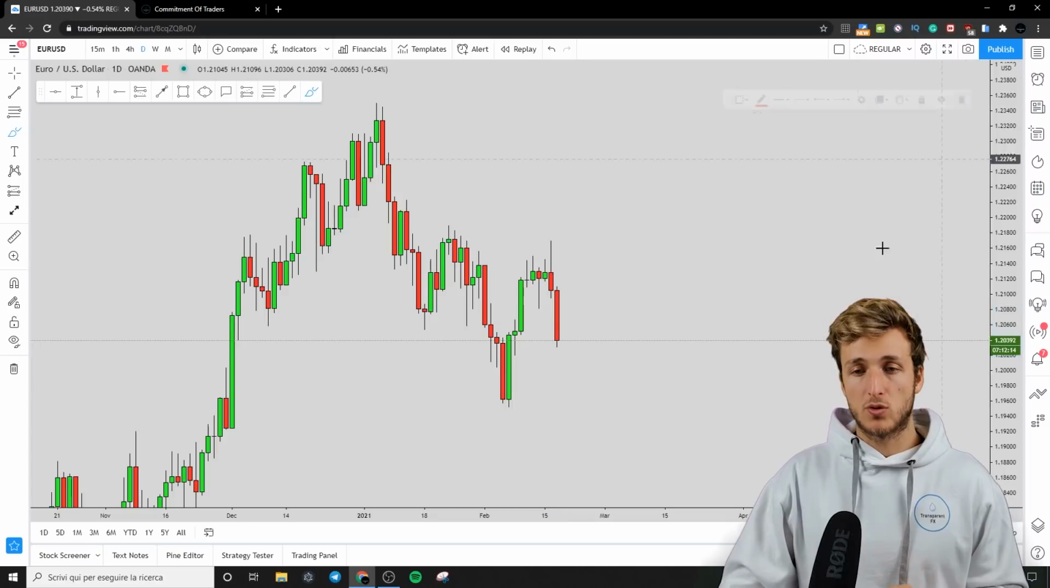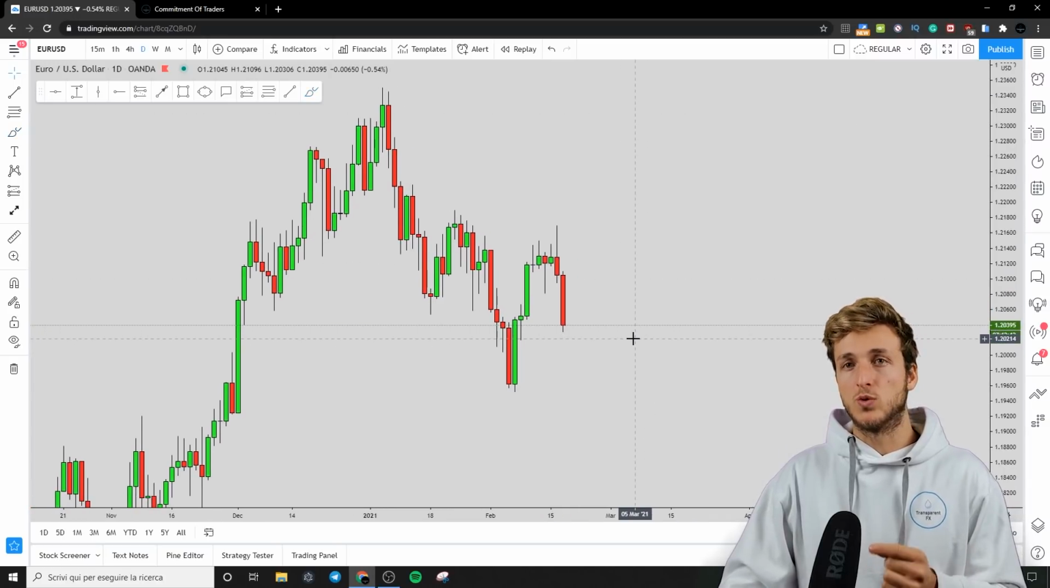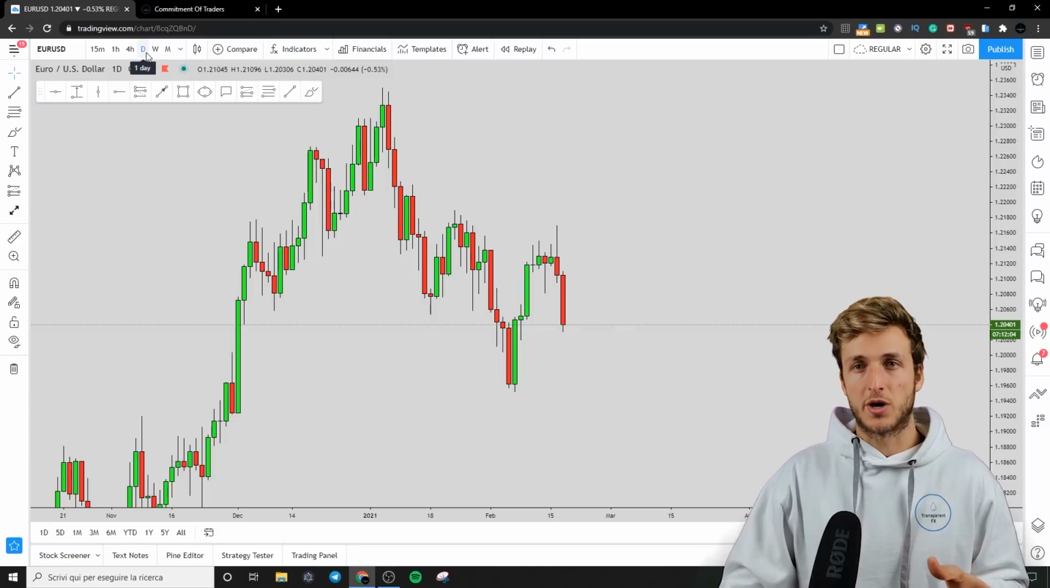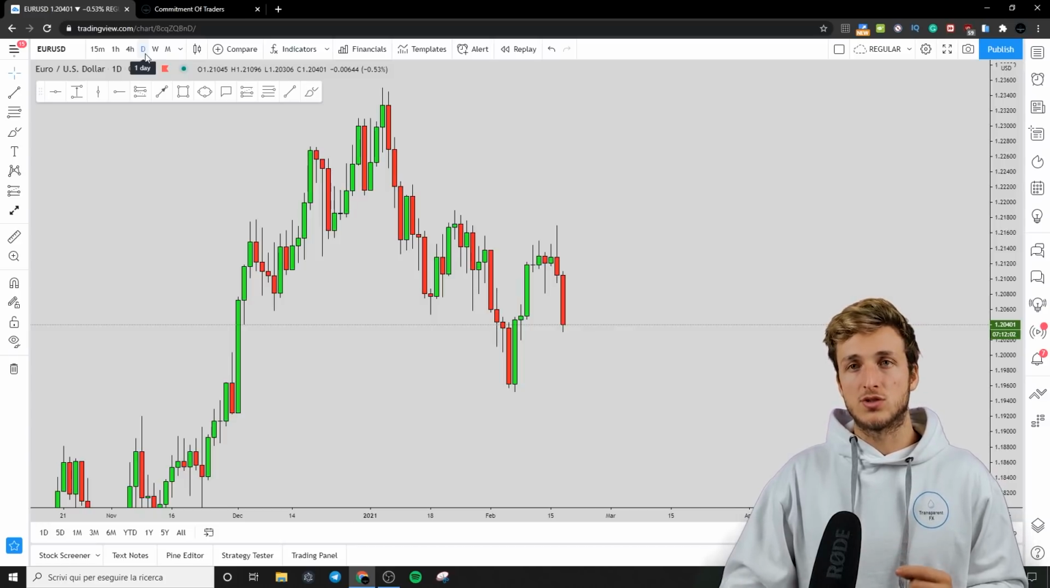So how will we be approaching this potential opportunity with students? Now, as usual, we will be reactive and not predictive. The monthly, weekly, and daily time frames, those are the best time frames for the direction of the market. But when it comes to confirmations and entries, the best time frame is the 4 hours.